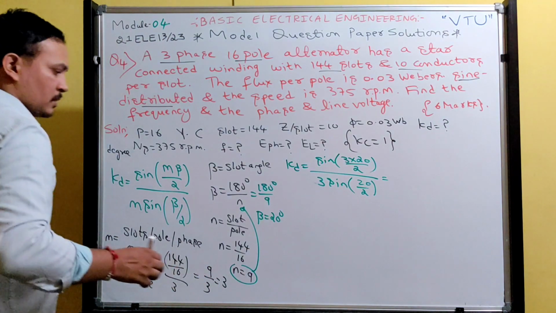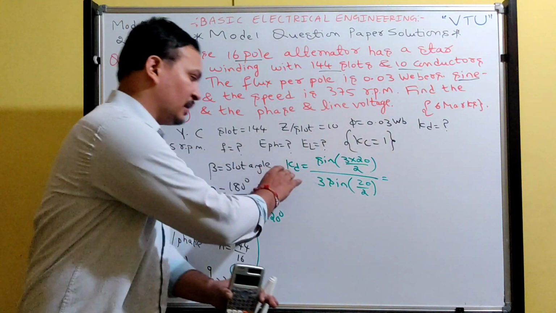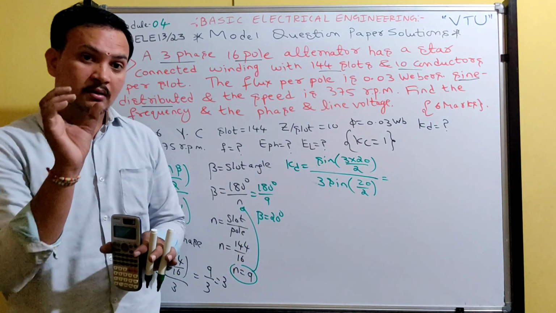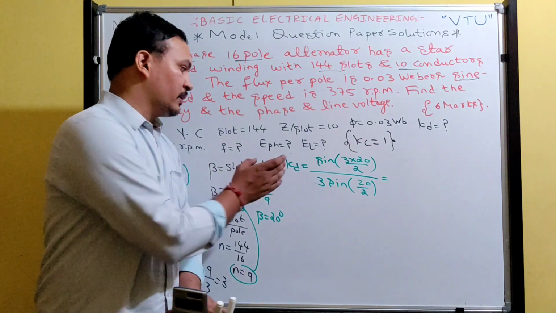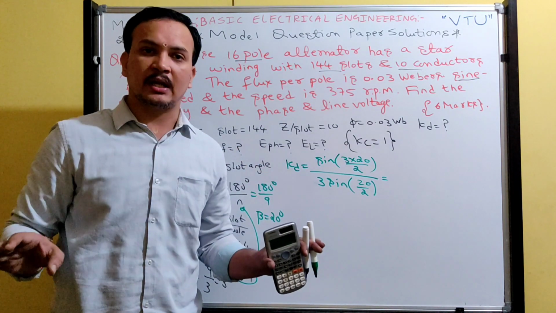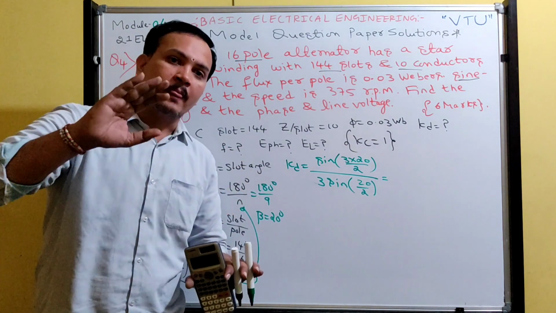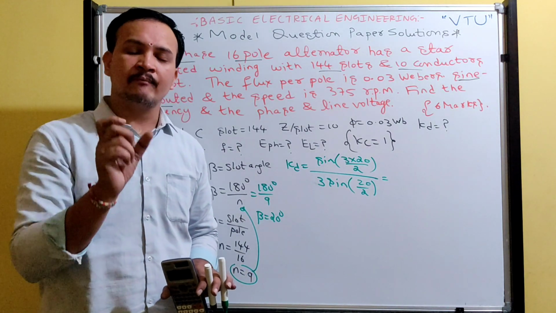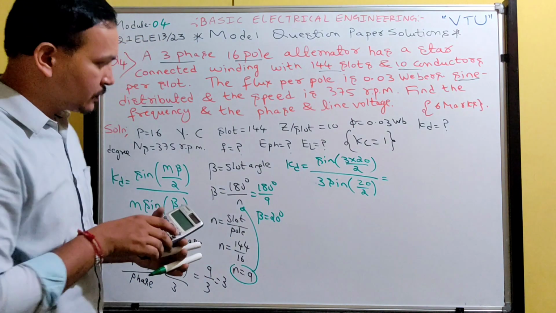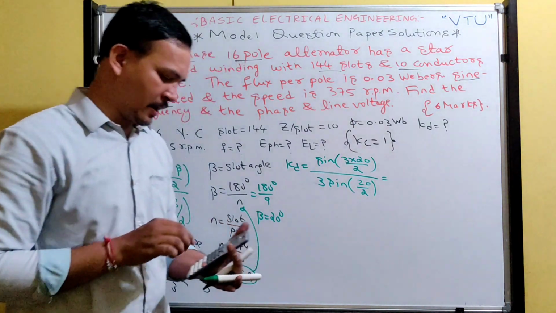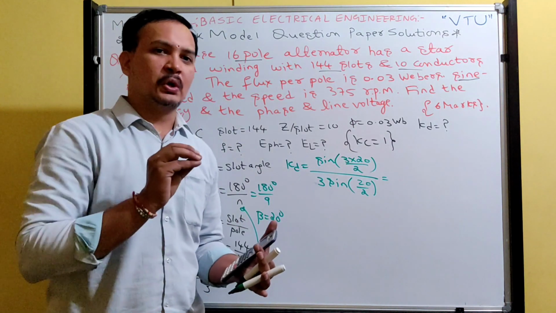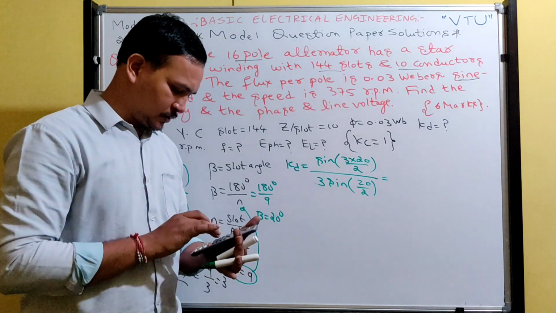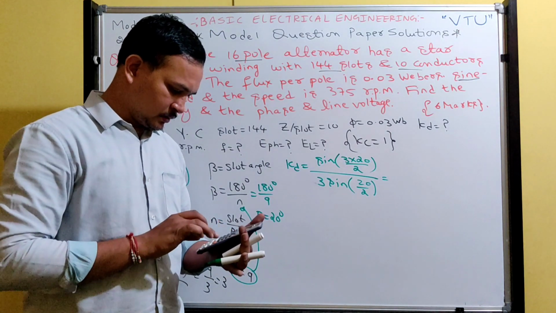See guys, you should get the KD value within 0 to 1 only. Your KD value never becomes negative and never exceeds 1. Then what is the answer? Your answer should come from 0 to 1 only. So I am going to do this one. And the answer will be almost near to 1. So let me do this.